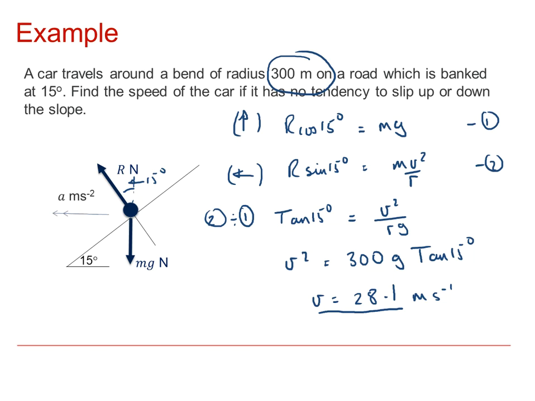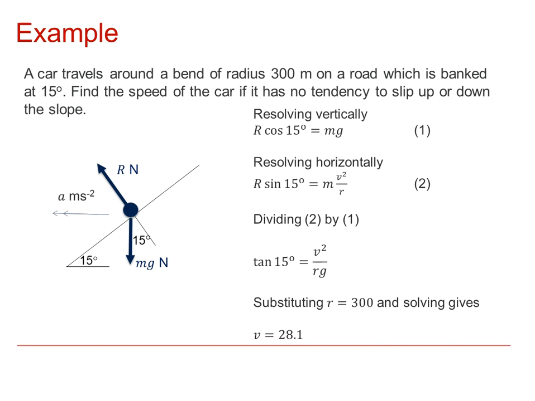So a standard way of solving this is resolving vertically, resolving horizontally, and then we didn't know R, the normal reaction, or v, and therefore we could eliminate R from our equation by dividing. And there we are, typed out.